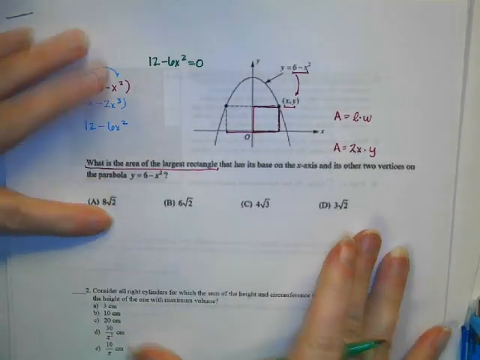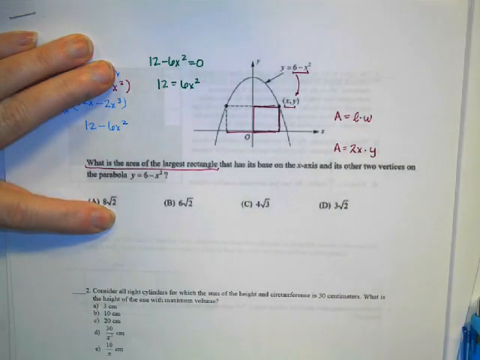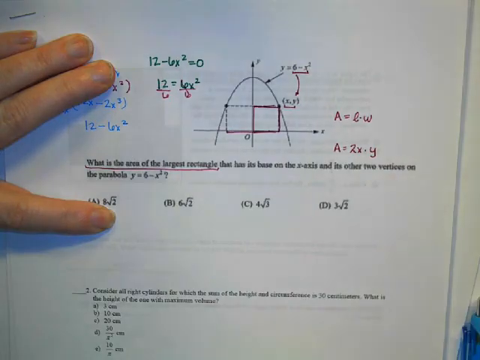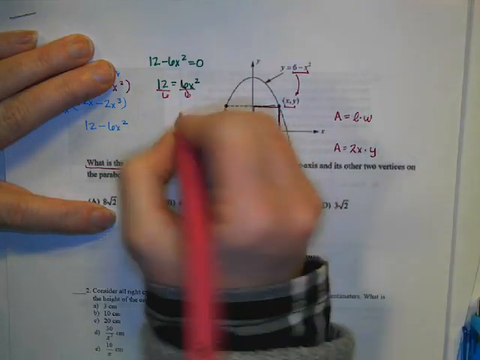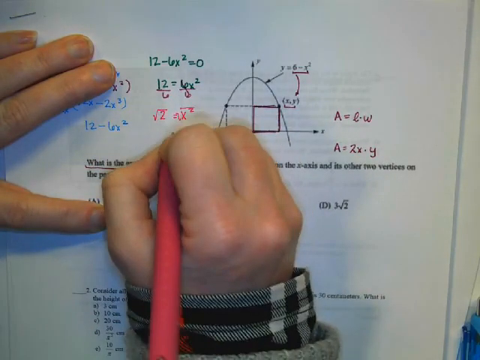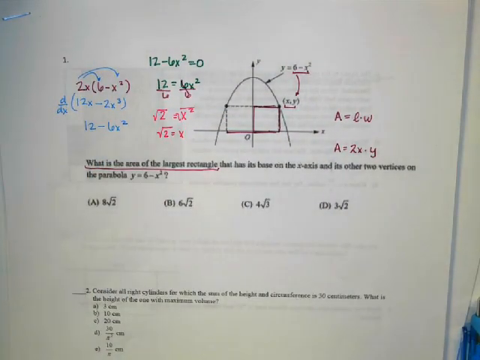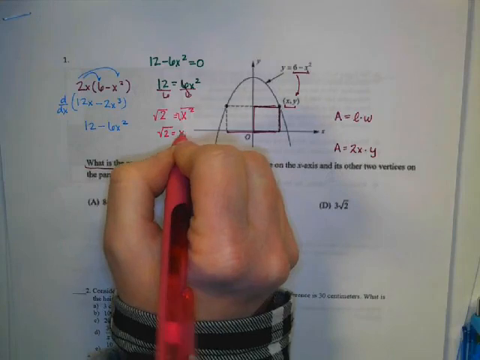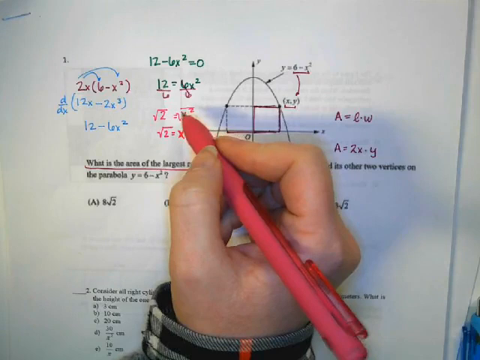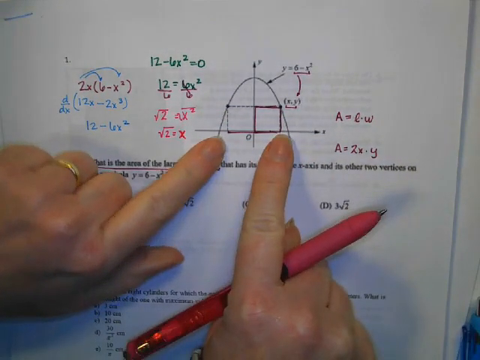I'm just solving for x. So 12 equals 6x squared. I'm going to divide both sides by 6, and I get x squared equals 2. So if I take the square root of that, because obviously we're talking about area here, my x value is going to be positive square root of 2. Well, I guess it could be negative square root of 2. It doesn't really matter. Obviously, it's both because it goes both directions.